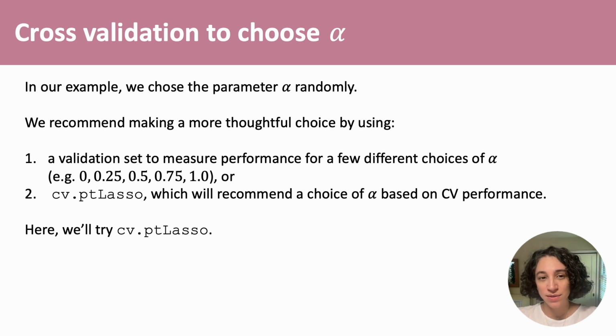Now, in our example, we chose the parameter alpha randomly, but in practice we recommend making a more thoughtful choice by using either a validation set to measure performance for a few choices of alpha, or cross-validation with cv.ptlasso. Today, I'll show you how to use cv.ptlasso.